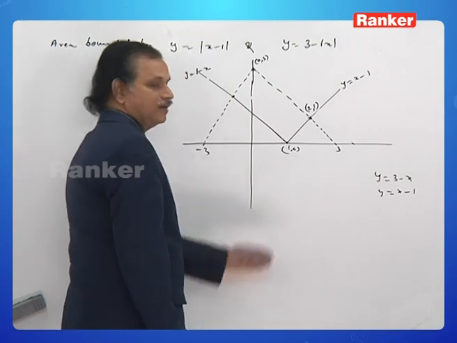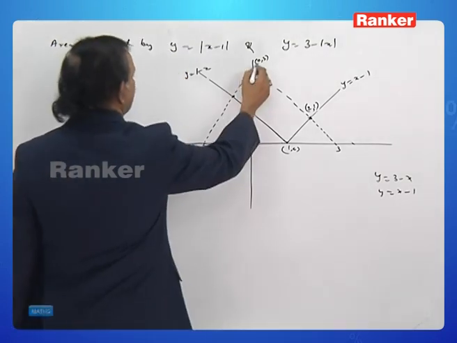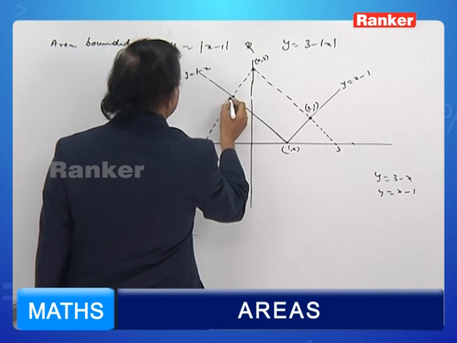This is the point (2, 1). This is the point (1, 0). And this is the point (0, 3). What do you say about this?